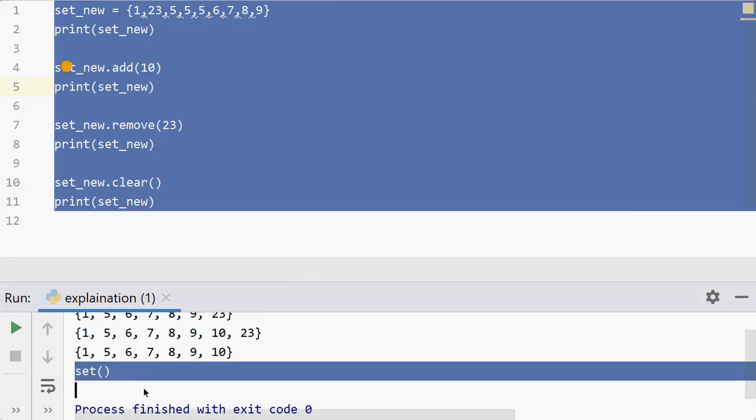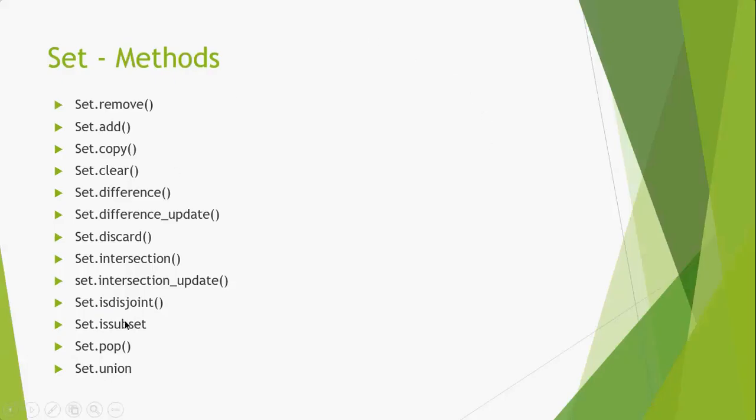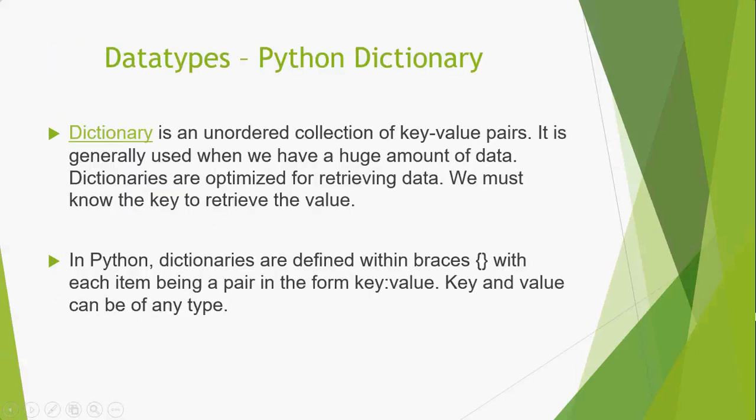It has got nothing. Now your set is null. So there are a few methods like that. Okay, so coming to dictionary. Dictionary is, again, an unordered collection of key value pairs.